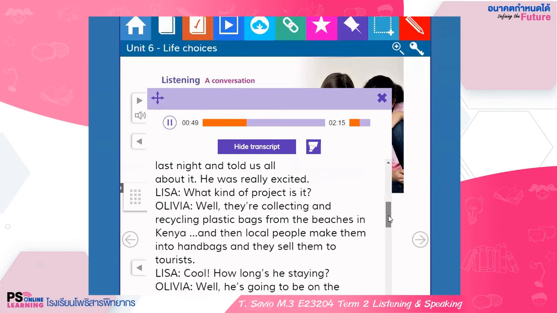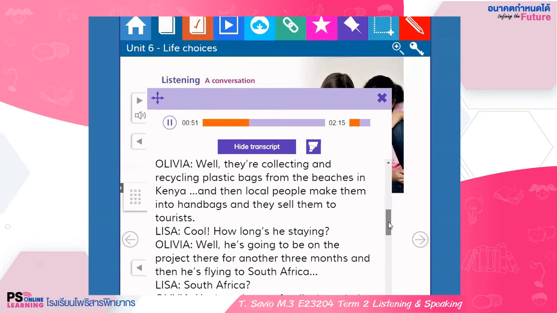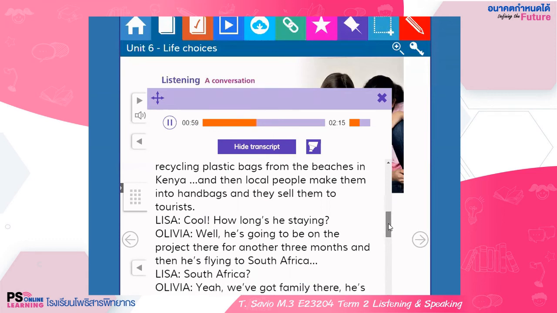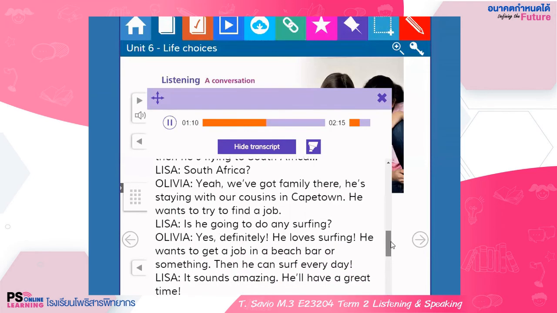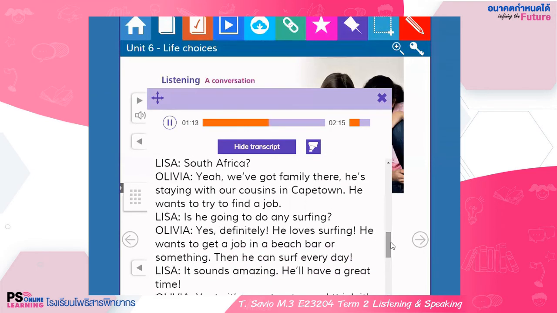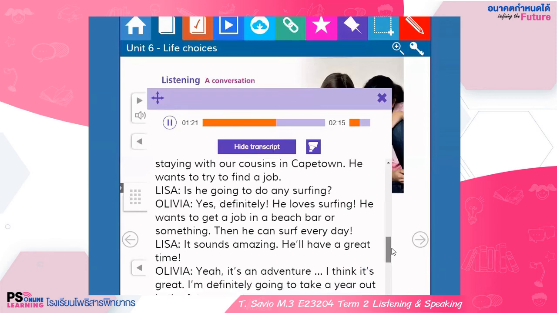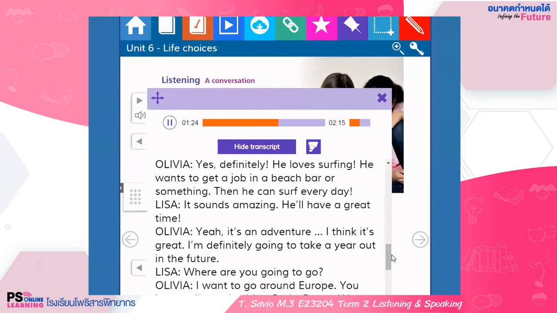Well, they're collecting and recycling plastic bags from the beaches in Kenya, and then local people make them into handbags and they sell them to tourists. Cool! How long's he staying? Well, he's going to be on the project there for another 3 months, and then he's flying to South Africa. South Africa? Yeah, we've got family there. He's staying with our cousins in Cape Town. He wants to try to find a job. Is he going to do any surfing? Yes, definitely. He loves surfing. He wants to get a job in a beach bar or something. Then he can surf every day.